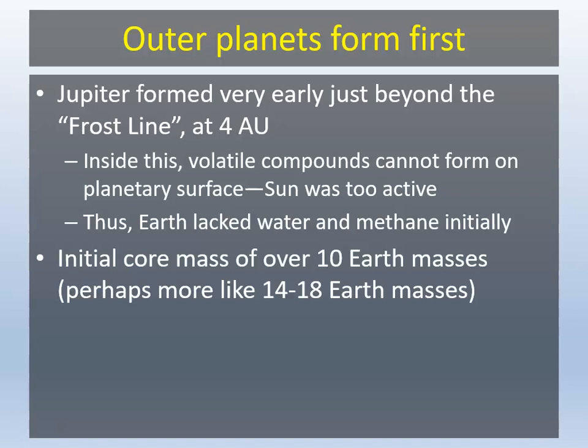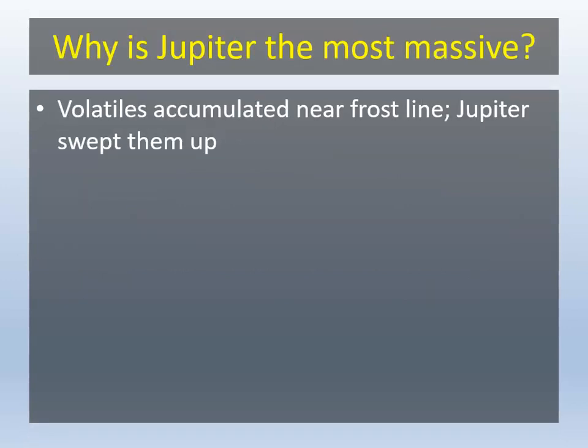So Jupiter first started off as a solid body, a kind of rocky body with a core of maybe like 14 to 18 times the mass of Earth. But the thing is, why did Jupiter become so massive as opposed to, say, like Saturn or Neptune?